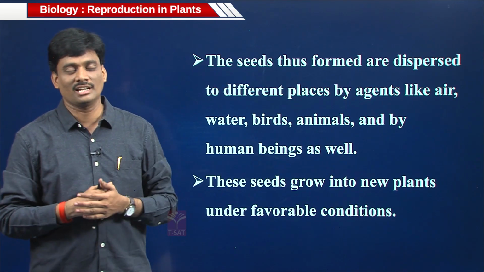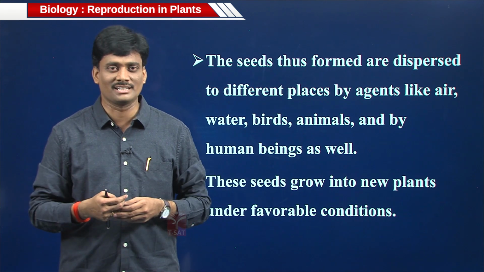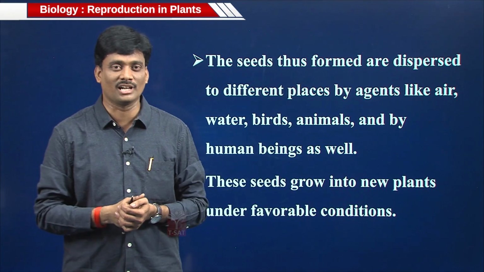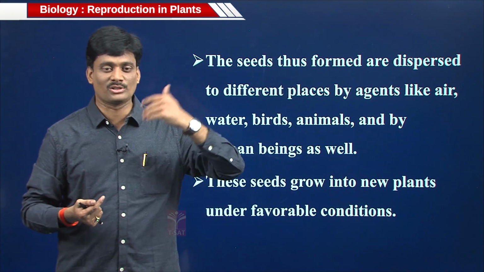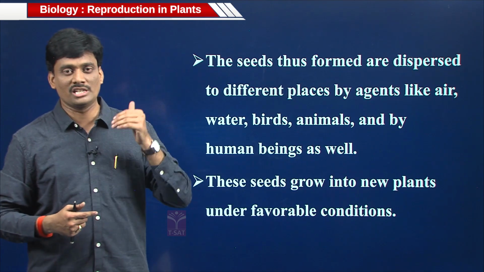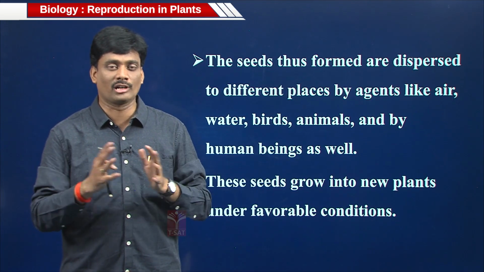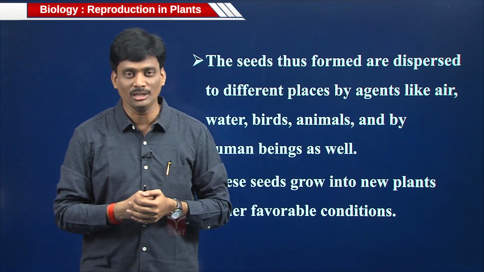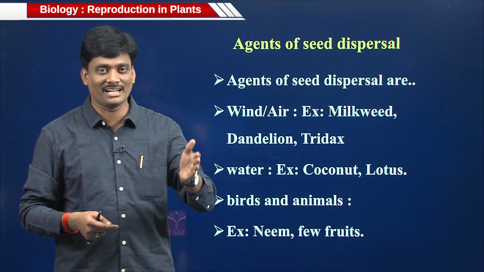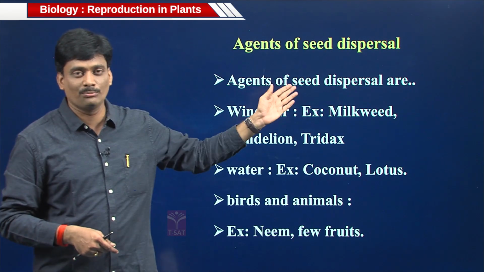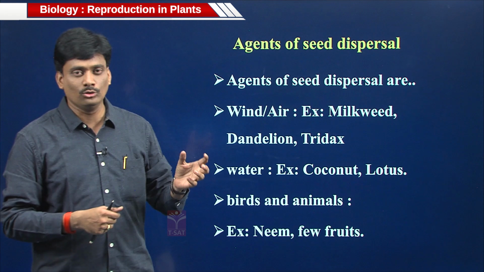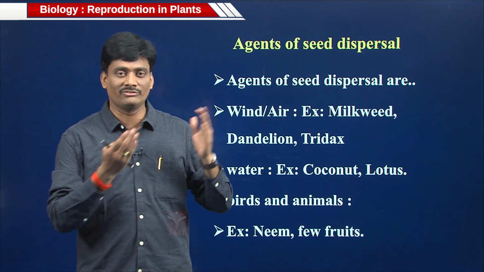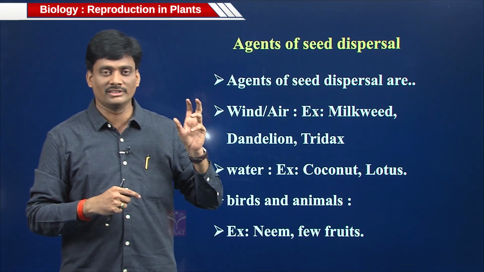Seed dispersal takes place with the help of many agents like water, air, animals, birds, and even humans, and the seeds are dispersed from one place to another place. When they reach another place, under favorable conditions, they start germinating. From the germination, new plants are produced. Now I said water, air, human beings, birds and animals. With the help of wind, nothing but air, a few seeds are transmitted. They are milkweed, dandelion, and tridax. The seeds of these plants are dispersed with the help of air.